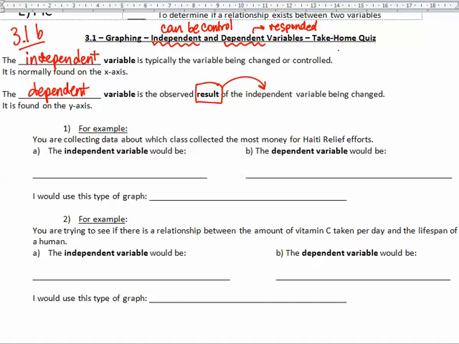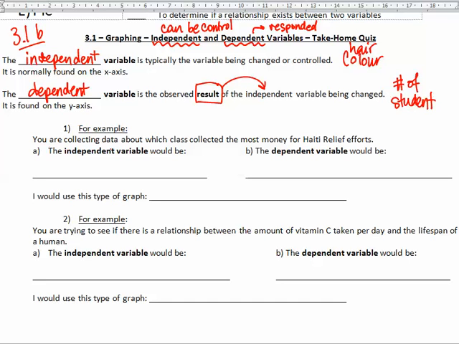So the one that I can change is the hair color, because I decide which hair colors I'm going to be selecting. The thing that changes will be the number of students that have that hair color. So that's why we call that one the dependent. It depends on the hair color that I choose as the independent variable. So let's take a look at a couple of examples.